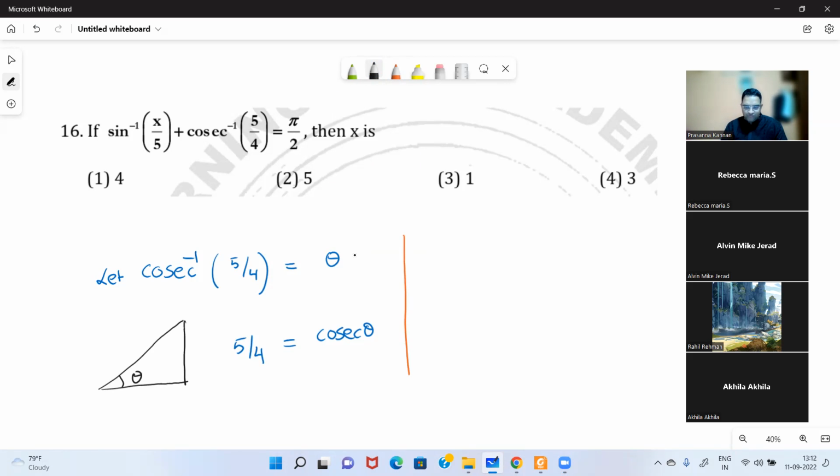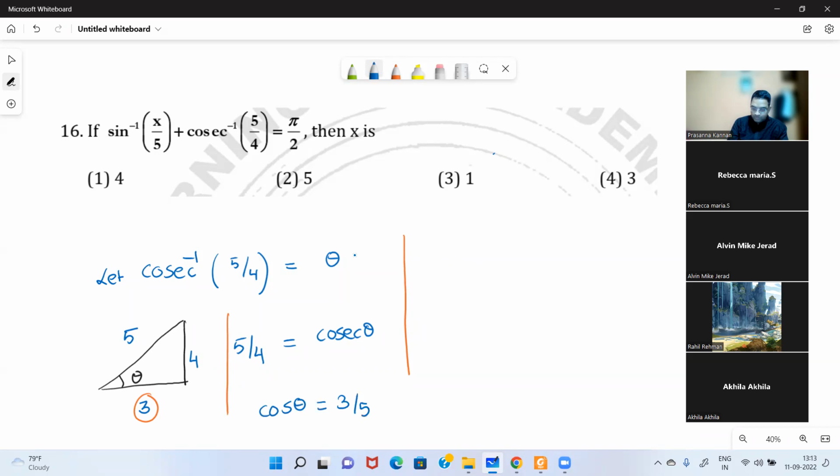What is cosecant theta by definition? Hypotenuse divided by opposite. Am I correct? So hypotenuse is 5, opposite is 4. So what will be the other one? 3, sir. 3, yes. So the other side is going to be 3, correct? Now from this, can you tell me what is cos theta? Sir, it's 3 by 5. Yes, cos theta is equal to 3 by 5.